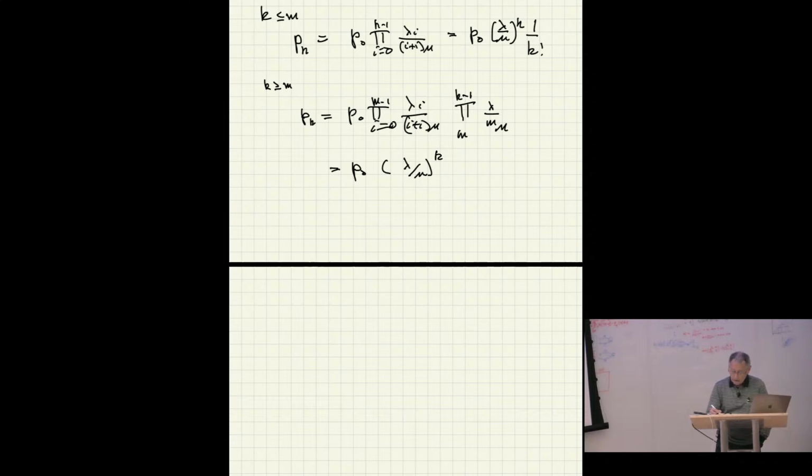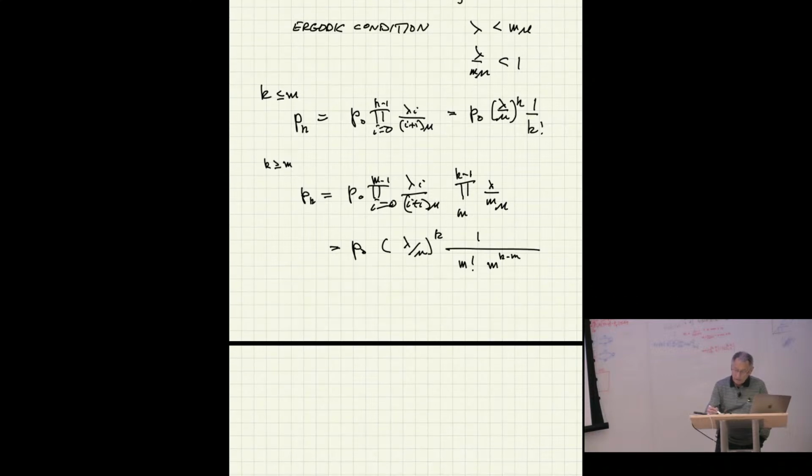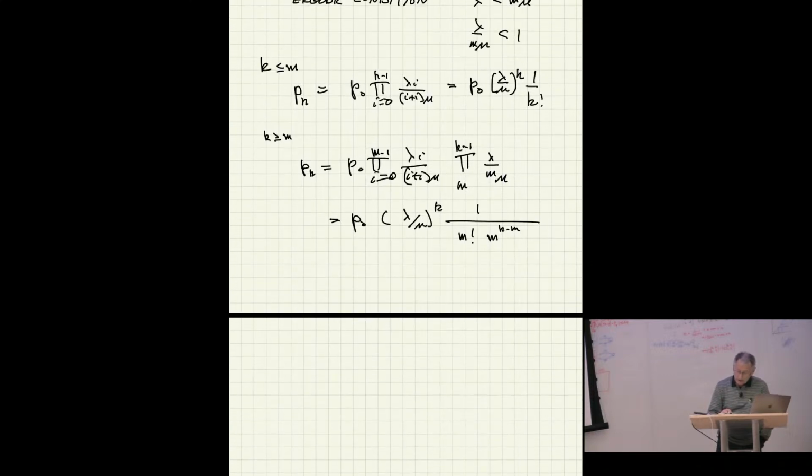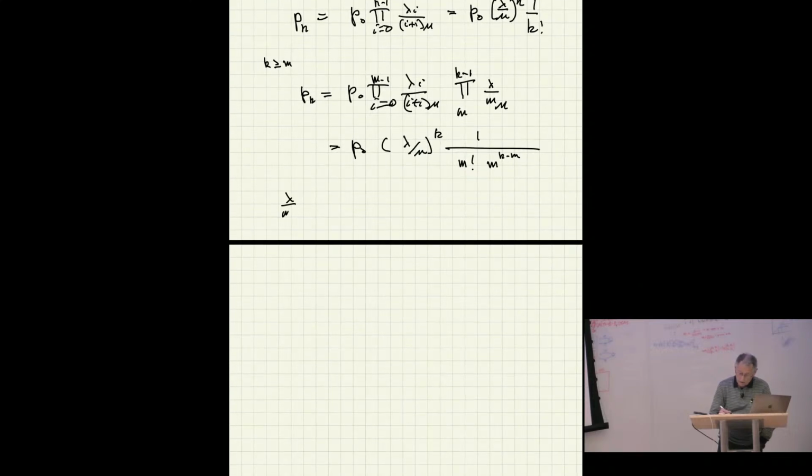And I get two terms downstairs. I get an m factorial. That came from the first product. And the rest of it, I get an m to a power. How many terms are there? k minus m. And we have lambda over mu, which is rho. We define that.